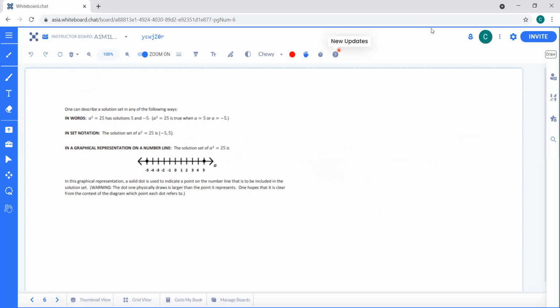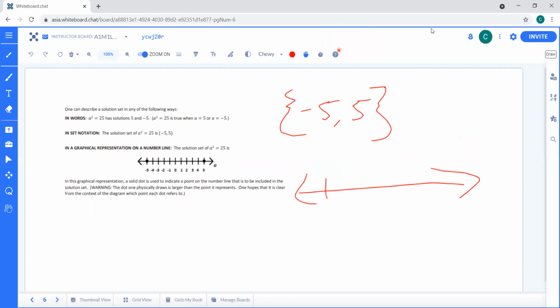All right. In words, a squared is equal to 25 has solutions 5 and -5. In set notation, so we're talking about set notation, how do you write the answer? You would say -5 and 5. And if you do that graphically, you would show the answers to be -5 and 5 with solid dots. That tells us that the number is included on the number line.